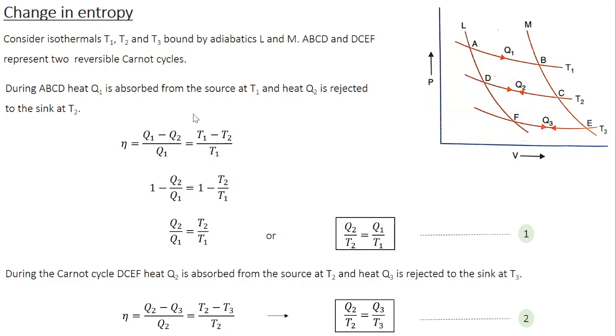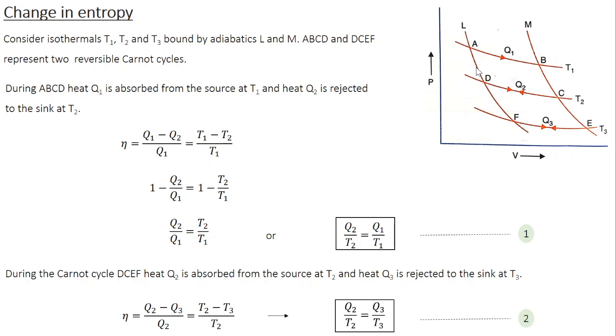Next is change in entropy. Okay. So let's take an example process. The process is indicated in this PV diagram. You have a number of isothermal processes happening: process AB, process DC, process FE. These three are isothermal processes happening at temperatures T1, T2, T3. Then you also have two adiabatic processes, process L and process M. These two are the adiabatic processes.